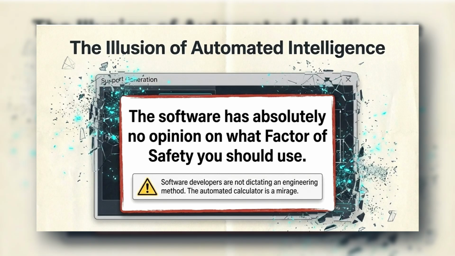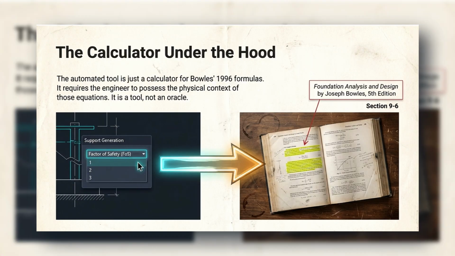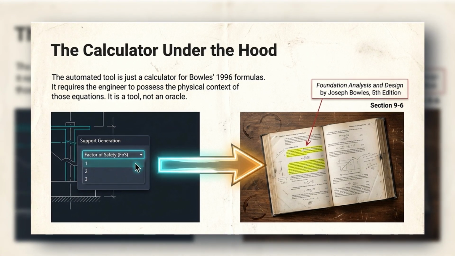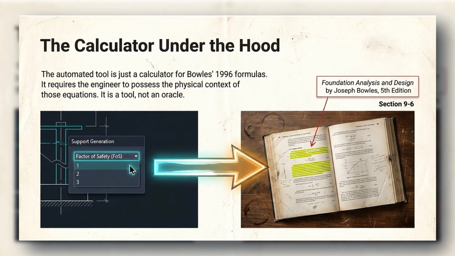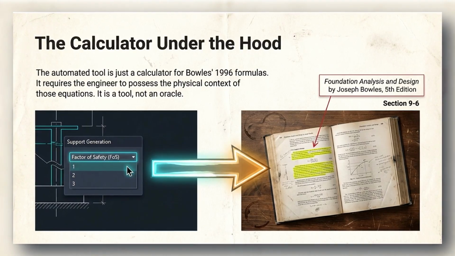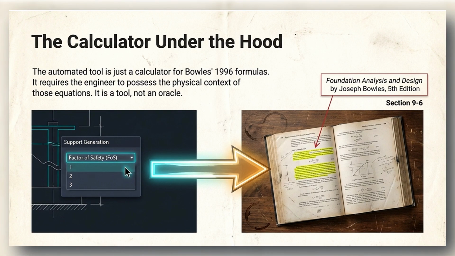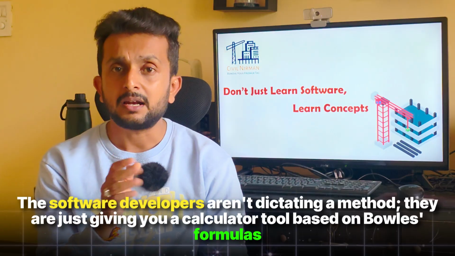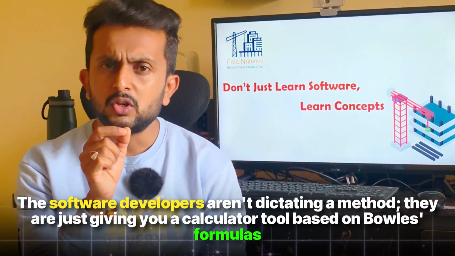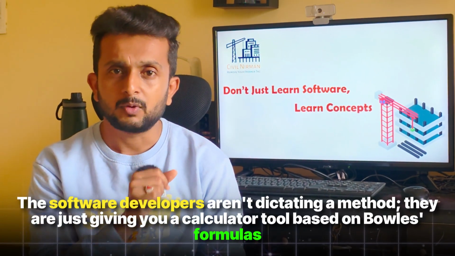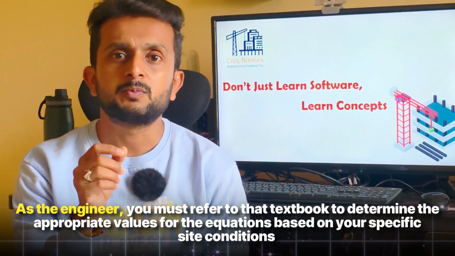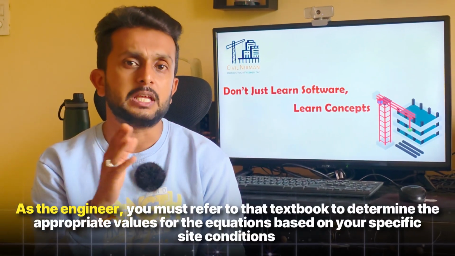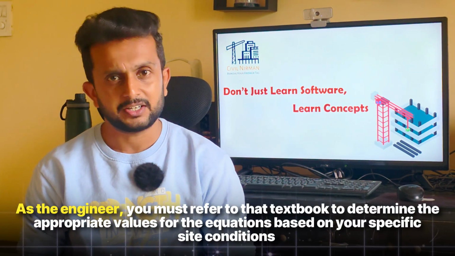See, the equation built into most structural analysis software is simply there to allow you to use the manual approach explained in the legendary structural engineering textbooks. See, Foundation Analysis and Design by Joseph Bowles, specifically the 5th edition, section 9.6. See, the software developers aren't dictating a method. They are just giving you a calculator tool based on Bowles' formula, and as the engineer, you must refer to the textbooks to determine the appropriate values for the equations based on your specific site conditions.